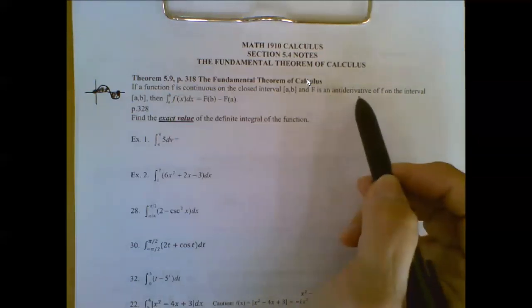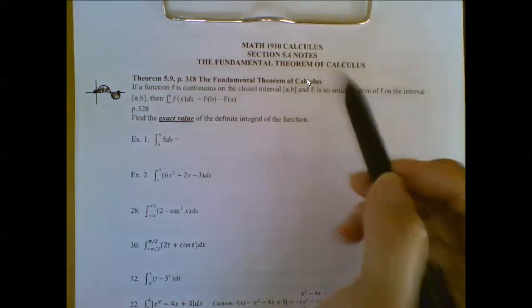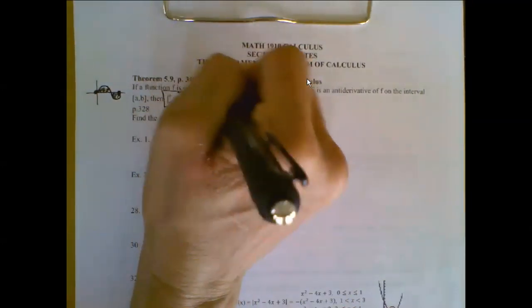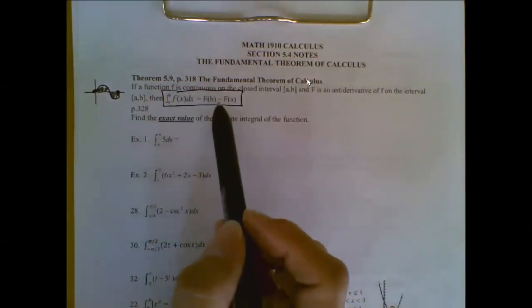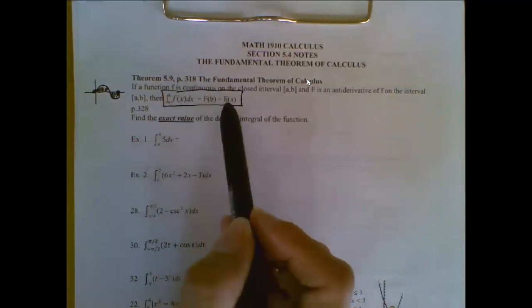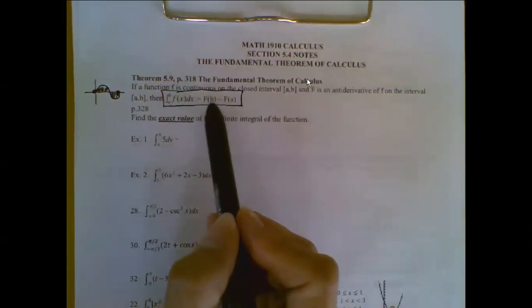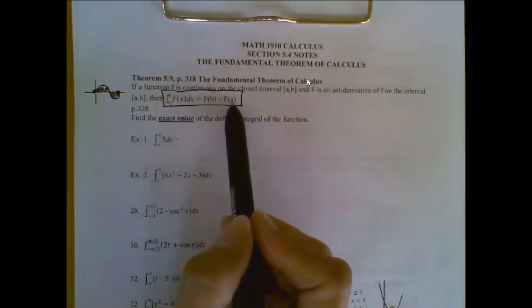If F is an antiderivative of little f on the interval from a to b, then we can evaluate this thing that we had not been able to evaluate before by substituting b into the antiderivative, then substituting a into the antiderivative, and subtracting: the antiderivative evaluated at b minus the antiderivative evaluated at a.